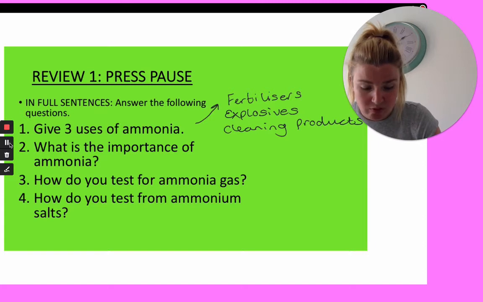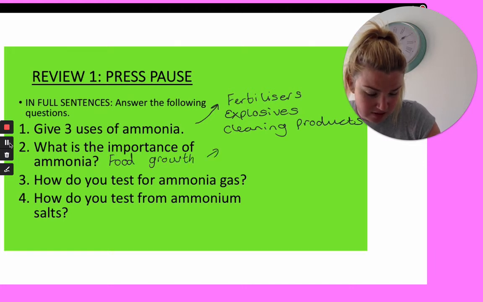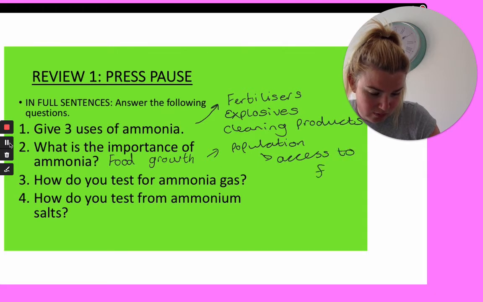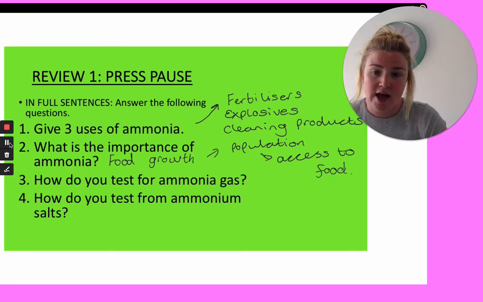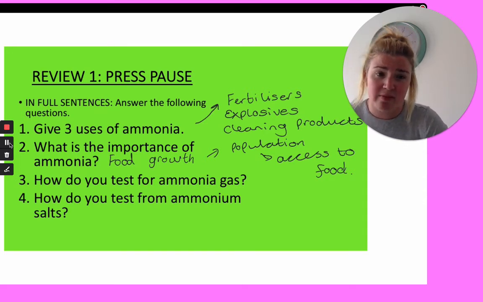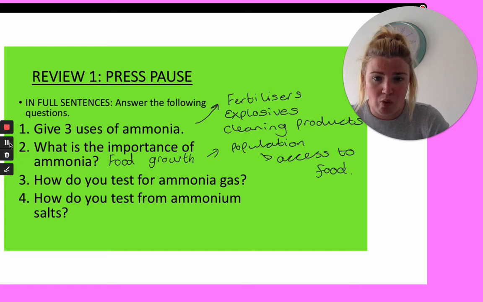What is the importance of ammonia? Mainly for food growth. To ensure that the population of the world, or even just the UK population, has enough food. So, access to food. For importance, you could say something about cleaning products, thinking about killing germs, but the main thing is we've got to make sure that we've got enough food to feed the population. Everyone has access to food, so we've got to make sure that we can grow enough food.